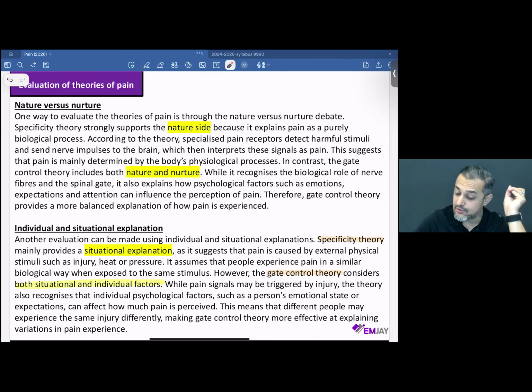However, the gate control theory considers both situational and individual factors. While pain signals may be triggered by injury, the theory also recognizes that individual psychological factors, such as a person's emotional state or expectations, can affect how much pain is perceived. This means that different people may experience the same injury differently, making gate control theory more effective at explaining variations in pain experience. And of course, you could bring in phantom limb pain. Phantom limb pain totally negates specificity theory.